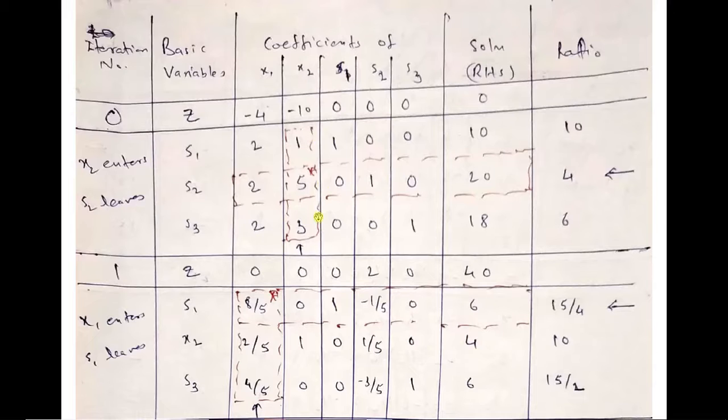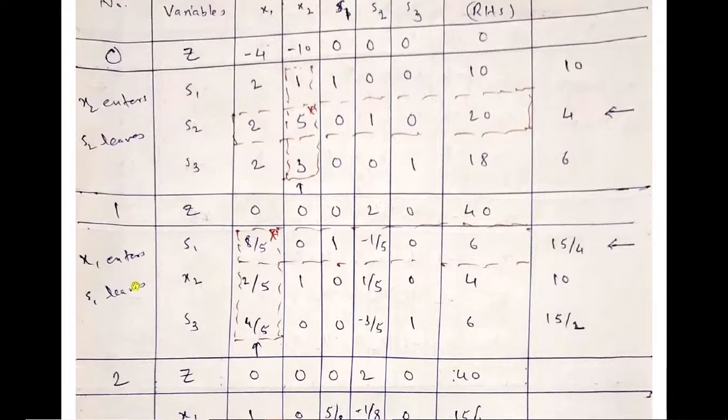Now here most negative number is minus 10. So this column is a pivot column, and then ratio of solution with respect to elements in pivot column. 10 by 1, 10, 20 by 5, 4, 18 by 3, 6, and lowest ratio is 4. So corresponding row is the pivot row. Now here corresponding to pivot column variable is x2. So x2 enters the table, and the variable corresponding to this row is s2. s2 leaves the table. So in iteration number 1, we will write down z as it is. Then in place of s2, we will write down x2, s1, and s3 as it is.